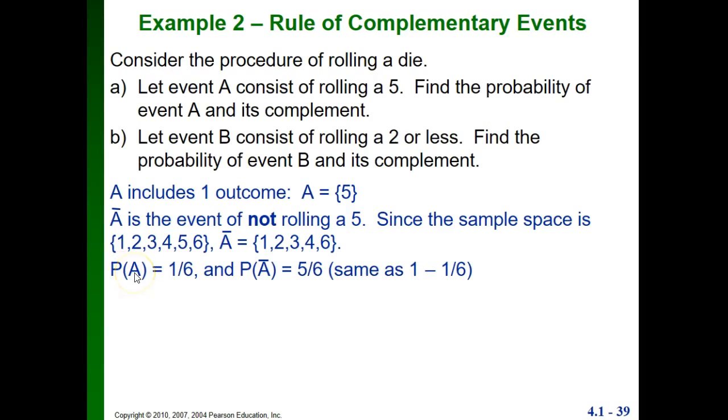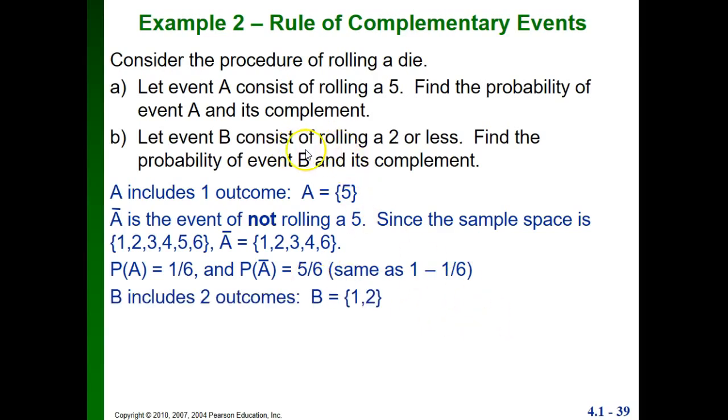The probability of A, since there was only one outcome in event A, is 1/6, and the probability of A complement is 5/6. We could get this by either noticing how many outcomes were in our A complement, which is 5, or we could just simply take the probability for A and subtract that from 1. Either way, we would get 5/6.